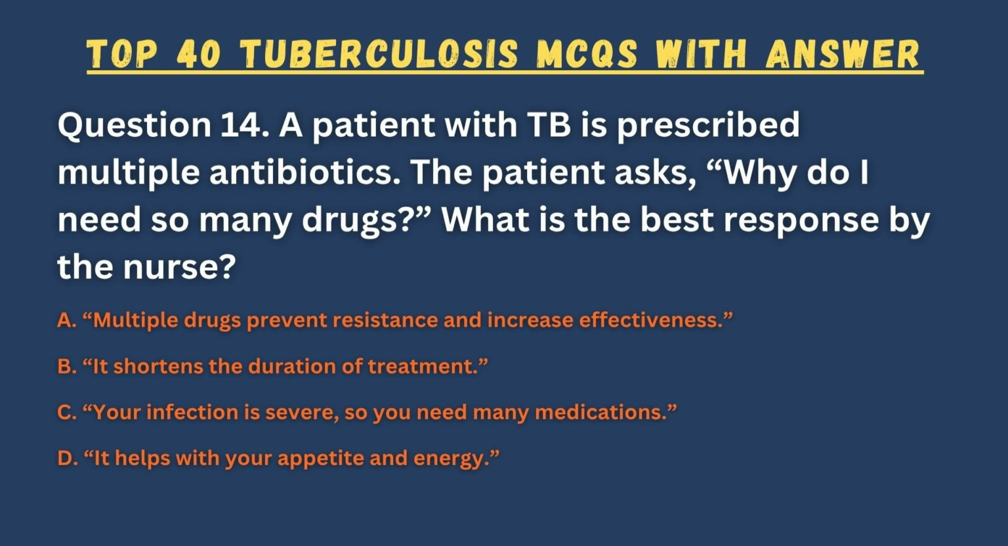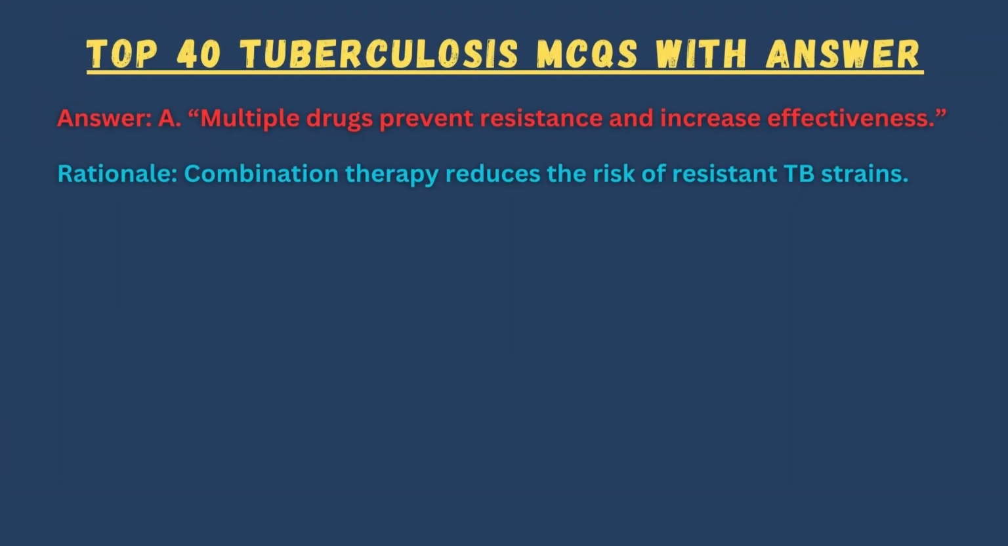A. Multiple drugs prevent resistance and increase effectiveness. B. It shortens the duration of treatment. C. Your infection is severe, so you need many medications. D. It helps with your appetite and energy. Answer: A. Multiple drugs prevent resistance and increase effectiveness. Rationale: combination therapy reduces the risk of resistant TB strains.